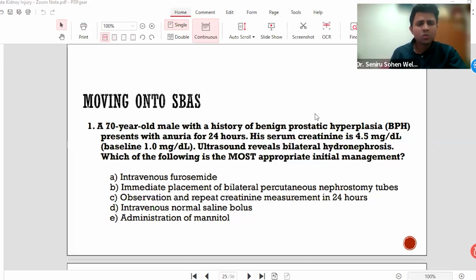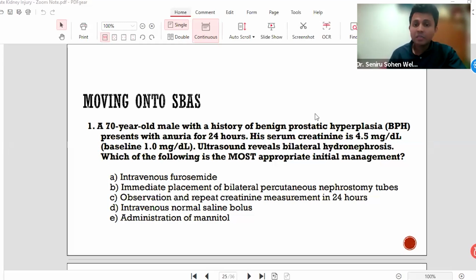Yes. So here we have a 70-year-old male with a history of BPH who presents with anuria for 24 hours. His serum creatinine is 4.5, baseline is 1. So he has anuria, and the creatinine is more than 3 times the baseline. And that means the patient is in stage 3 AKI, that is severe AKI.